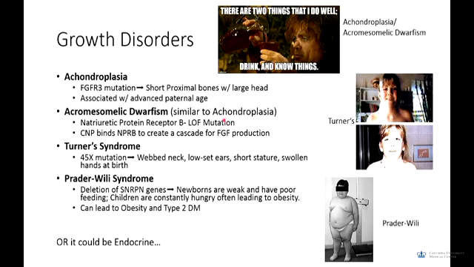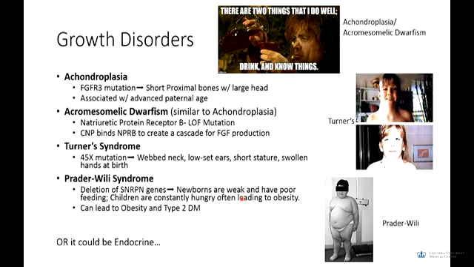Acromesomelic dwarfism is very similar to achondroplasia, so I didn't put an extra picture, but the protein is a loss of function in the natriuretic protein receptor B. Turner syndrome, which we'll talk about later, 45X mutation. Girls have short stature, also other indications like webbed neck and low set ears. And Prader-Willi, which we talked about, I think in MM, deletions in the SNRPN gene, something just to memorize, but unlike the others, you have short linear growth with overweight, obesity, those kind of characteristics that can be a problem for obesity and type 2 diabetes.